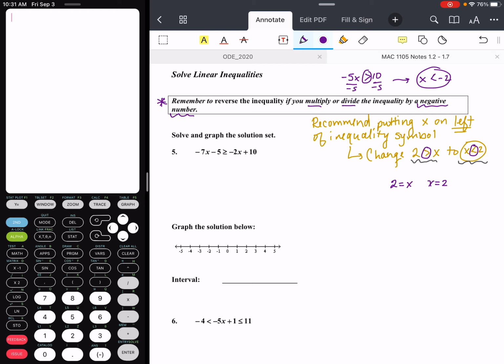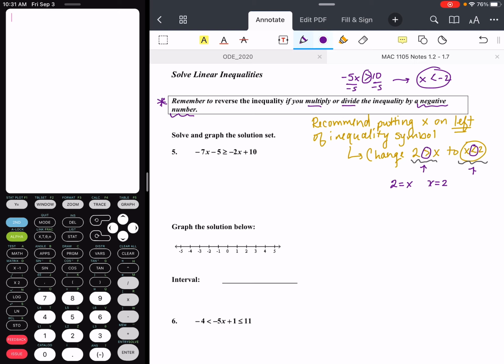And the reason I recommend writing your variable on the left is when it comes to graphing on a line graph, I see students make a lot of mistakes on their graphs if they've got 2 greater than x. And then I see them pretty confident and getting correct answers with x less than 2. So it's just a little less mistake prone.